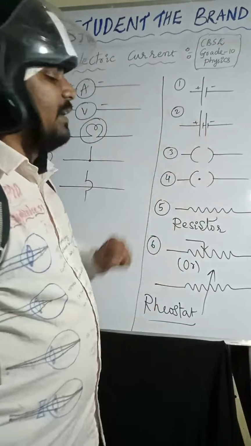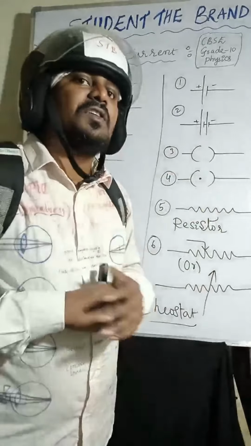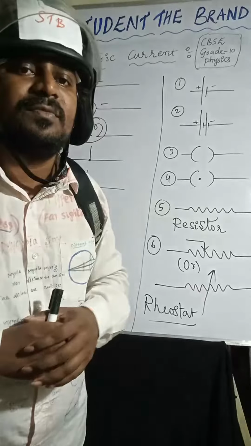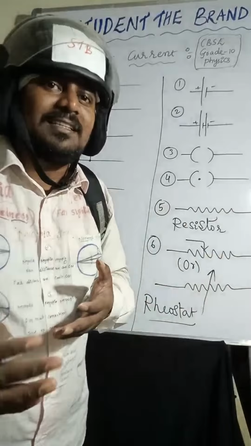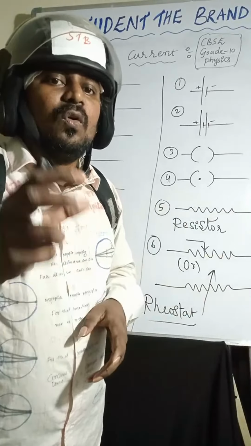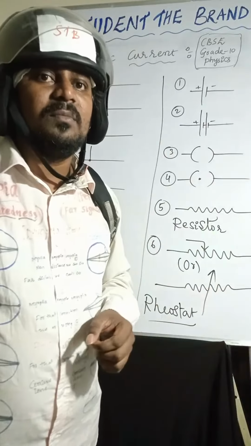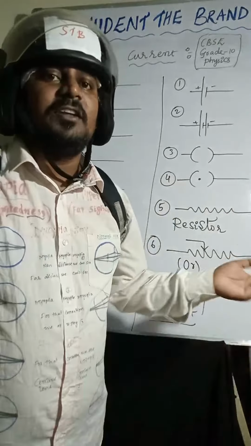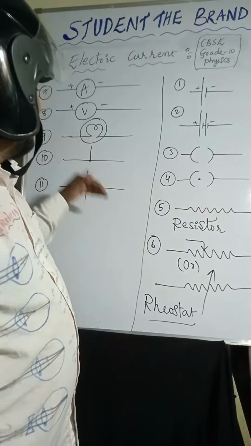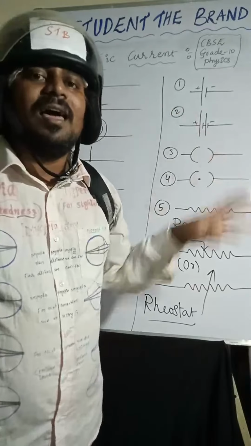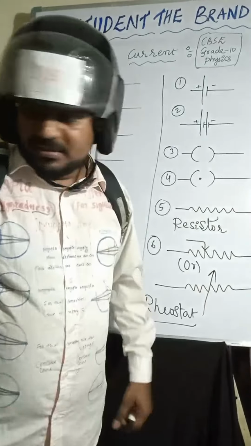Coming to the voltmeter. Voltmeter is a device which is used to measure the potential difference. Voltmeter is connected in parallel combination to the circuit. Okay, bulb, wire joining, wire crossing. So these are all electrical appliances.